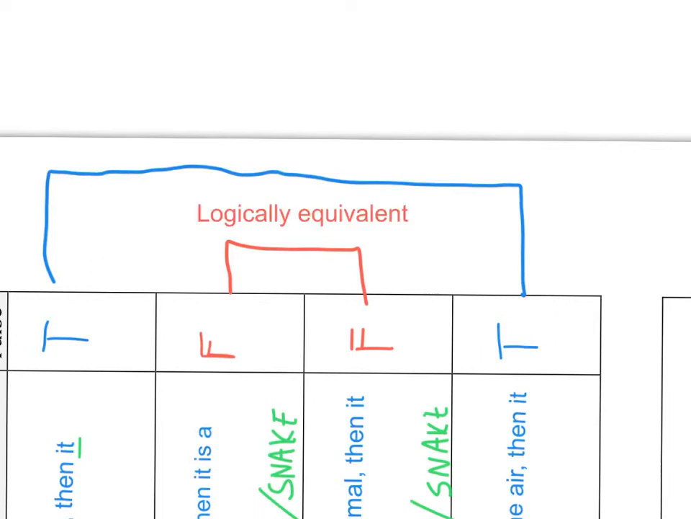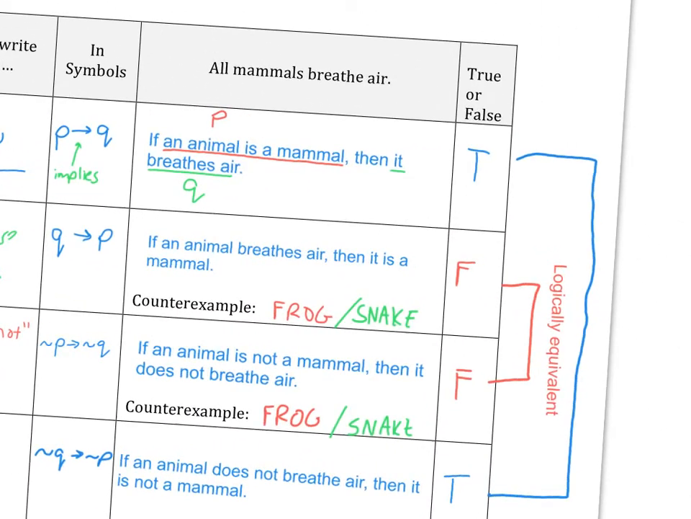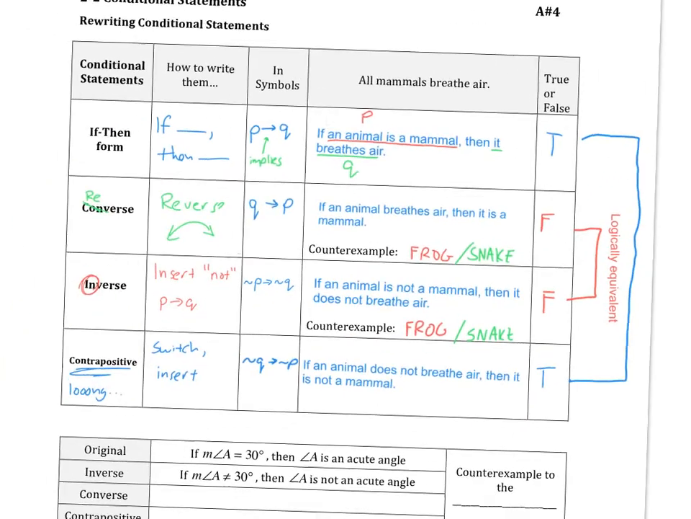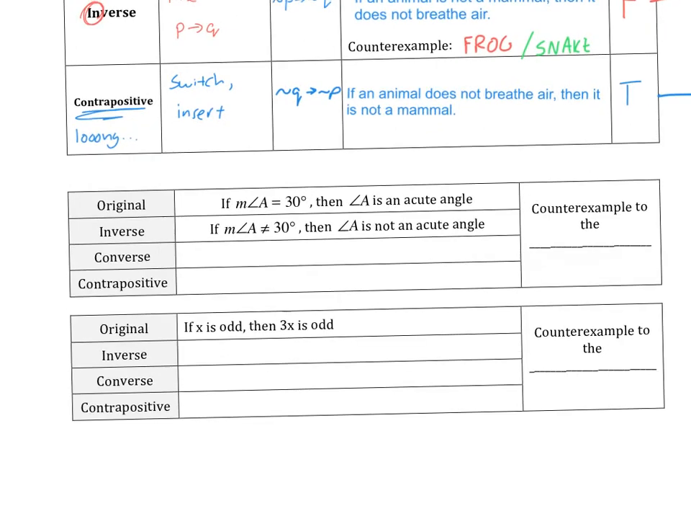In other words, saying that an animal is a mammal, then it must breathe air, is the same thing as saying an animal that does not breathe air is not a mammal. So, for example, if I live in Boston, then I live in Massachusetts. If I don't live in Massachusetts, then I don't live in Boston. Because if I'm not in Mass, then I definitely can't be in Boston. And these two are equivalent. Whether they're true or false, it doesn't matter. If this is true, then these are both true. If this is false, then these are both false. Logically equivalent. All right, your job now is to go down here, and you're going to be doing the inverse, converse, and contrapositive of this original statement.